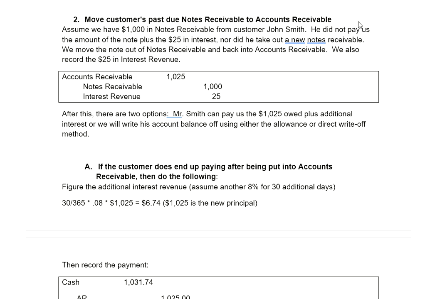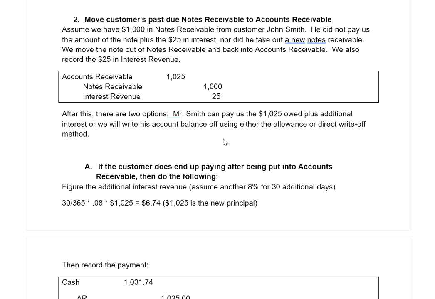So what we do is we move it out of note receivable and back into account receivable for the principal plus the interest revenue. So what I would do is I would debit account receivable for $1,025, the interest plus the principal, credit note receivable for $1,000, and credit interest revenue for $25. Now at this point, we still hope to collect that $1,025. And we can continue to charge him additional interest as long as we don't end up writing it off.